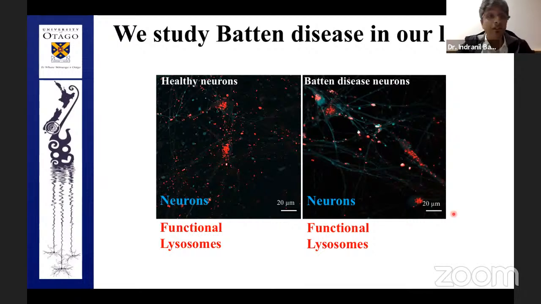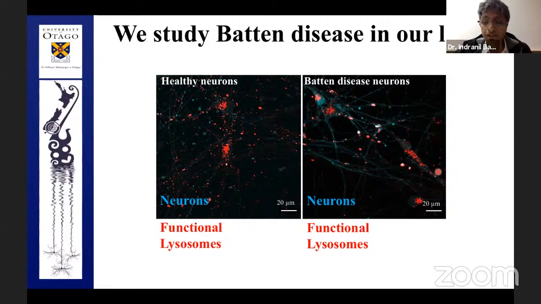That's because we still don't know why the lysosomes are affected because of the mutations. We created a mutation and we ended up with less functional lysosomes. So what's going to happen when we have less functional lysosomes? We will have toxicity building up in the cells, which will lead up to death of the cells.